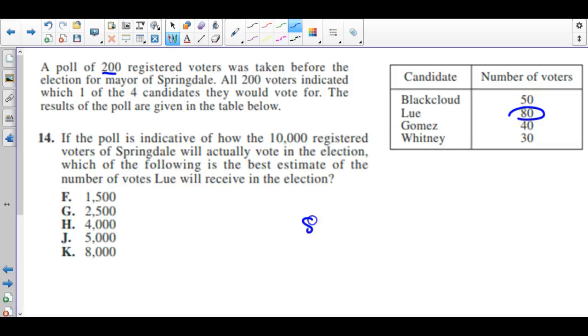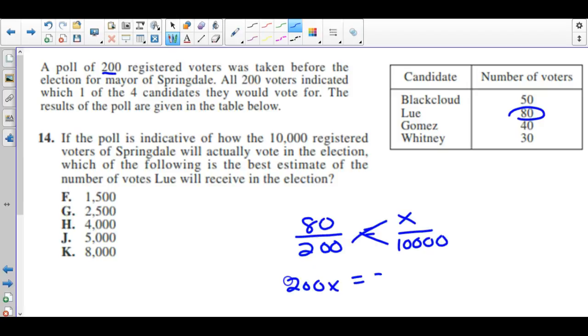So I'm going to set up a proportion. If he earned 80 of the 200 total votes, how many would he have earned of the 10,000 votes? And again, it's a proportion that we can cross multiply. So I'm going to end up with 200x equals 80 times 10,000. And then your x value after multiplying and dividing, you're going to end up with 4,000 votes. And that is letter H.